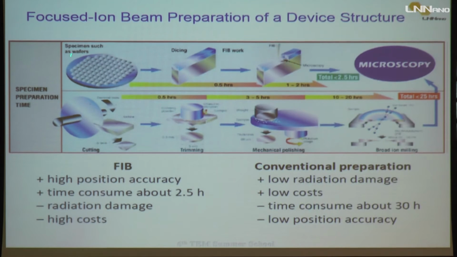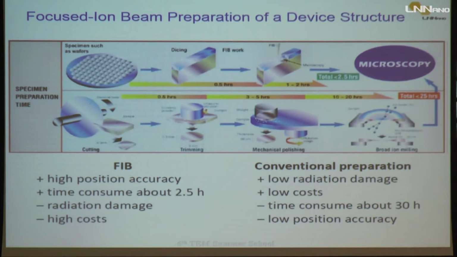Now I will talk about the difference. It's very interesting. When you are very optimistic, in 2 hours and a half you can do the sample preparation by the FIB technique. By cross-section, the conventional preparation that I showed, you may spend something like 25 hours. I guess it's common to use more time than this also.